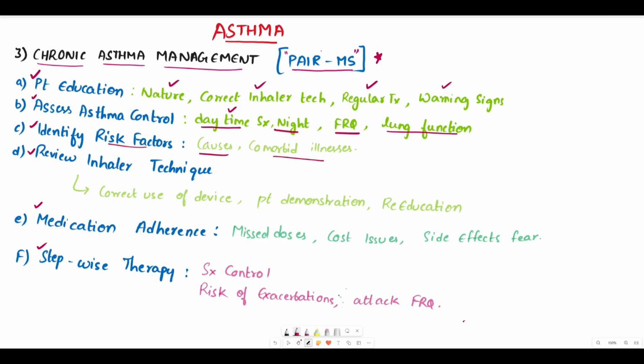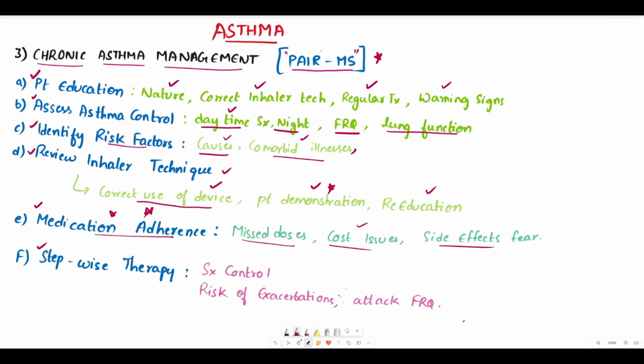Third one is identifying the risk factors. Here you will be identifying the causes of asthma. You'll be checking if the patient is having any kind of comorbid illnesses or if the patient is using an incorrect inhaler technique. So the next one is R, review inhaler technique. In this, you should always check the correct use and provide the proper inhalation technique to them, and also you can show the patient a demonstration. So re-education should be provided if needed.